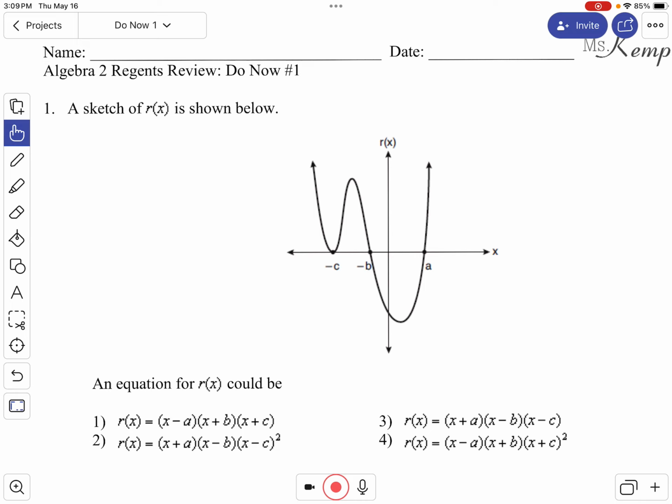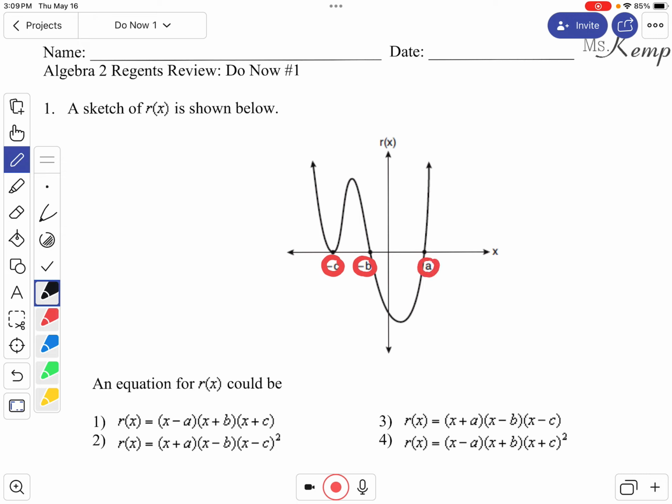Okay, so for question number 1, we have this sketch and we want to know what can be the equation. So what we have here are zeros. Zeros are what crosses the x-axis. You're always looking for the opposite when you're writing your factors. So in this case, if this is a minus c, you're looking for x plus c, x plus b, and x minus a. So just knowing that information, choice 2 is out and choice 3 is out.